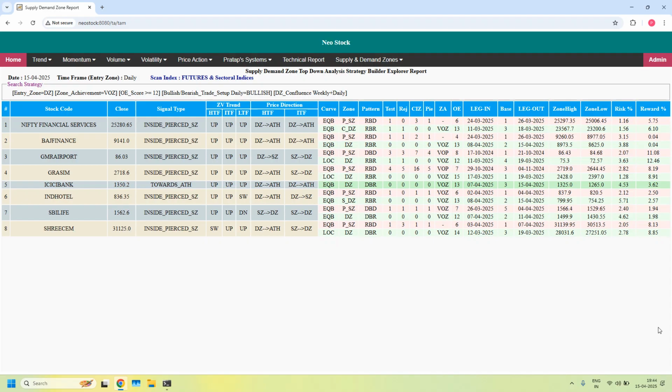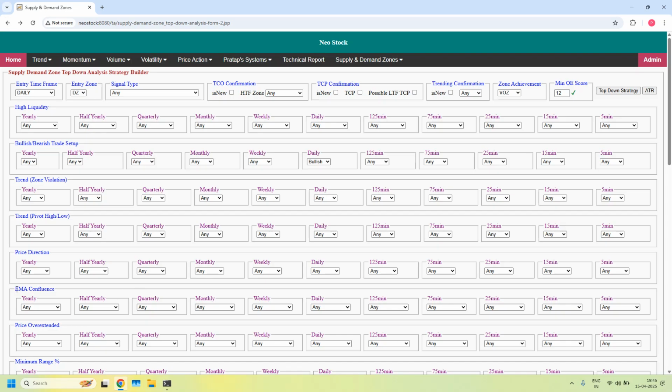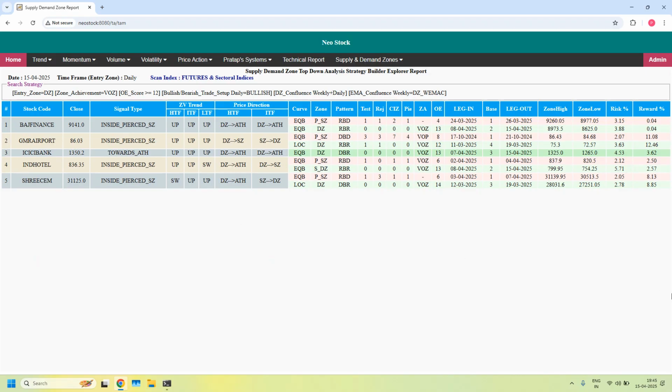So in these 8, all the daily demand zones overlapped with weekly demand zones. And the weekly trend is uptrend in all the stocks, ITF trend. So let's further filter based on weekly demand zone having weekly EMA confluence. With this filter, now the list has come down to 5 stocks. So these 5 stocks might be having more high probability to get success.